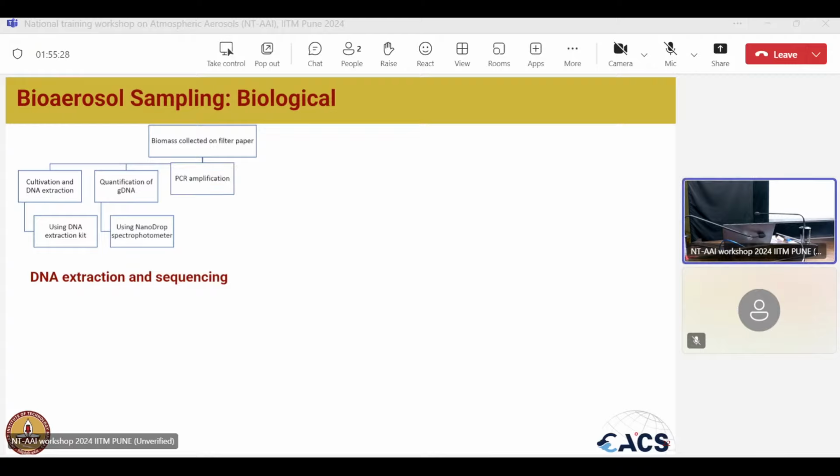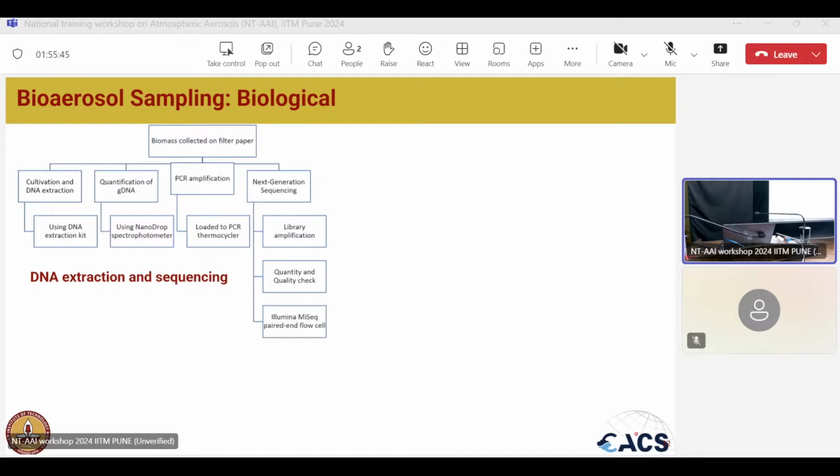Then you have the PCR amplification. You get a very small quantity of the DNA, so you need to have the polymerase chain reaction to amplify them. Then you put it into a thermocycler. Either you can go for the next generation sequencing. Then you, of course, do the library amplification for it, quantity and quality check.